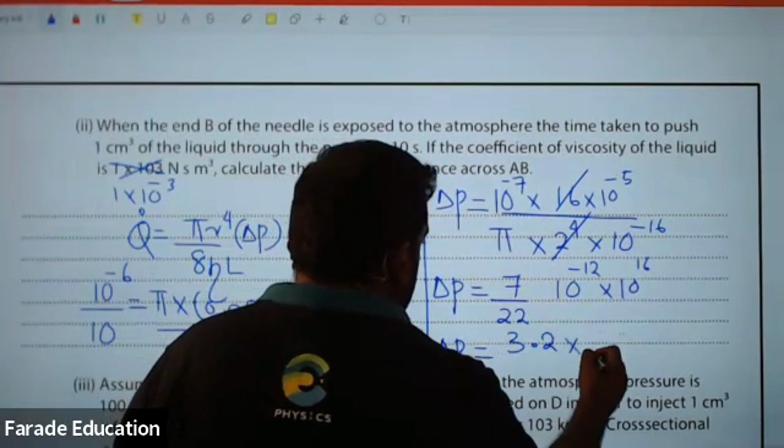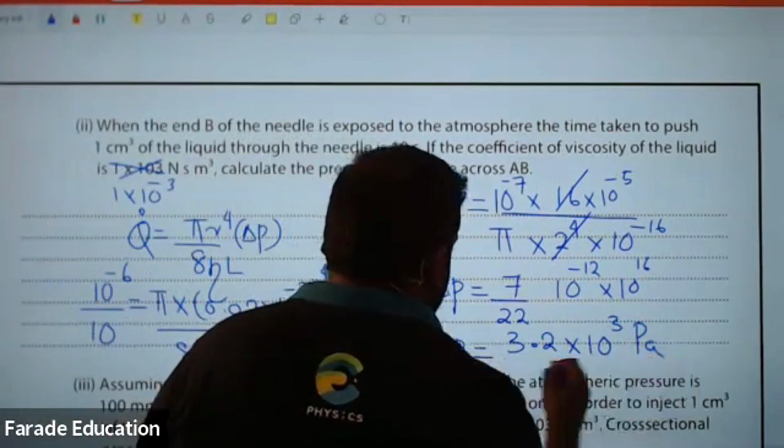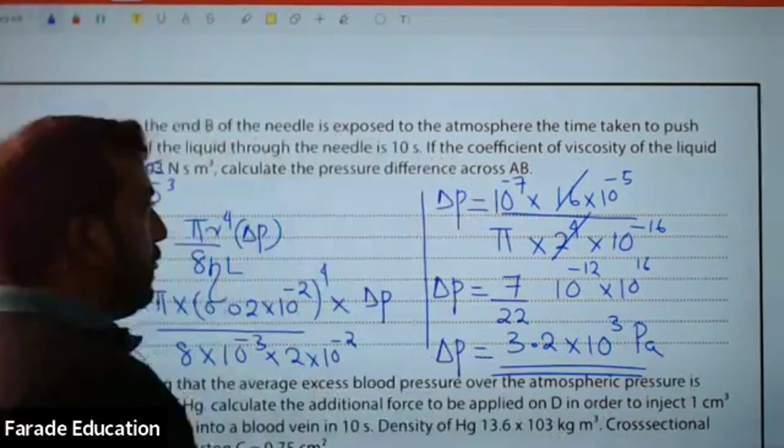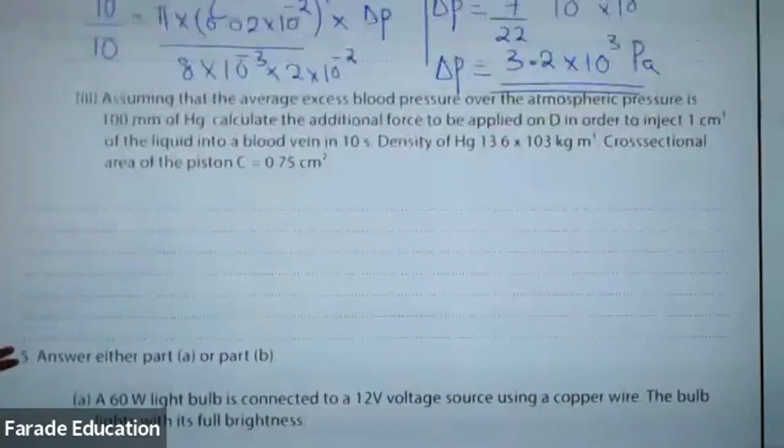3.2 times 10 to the power 3 Pascal. That's the pressure difference across the needle. Right. Moving on.